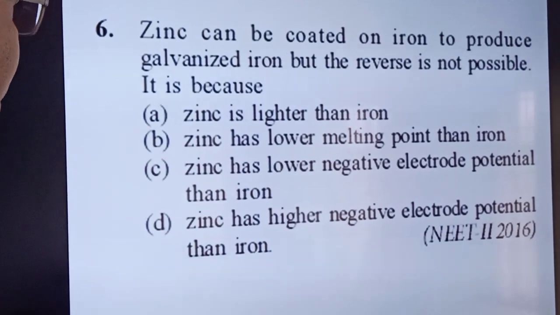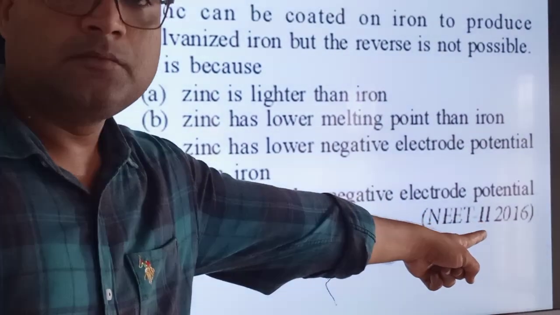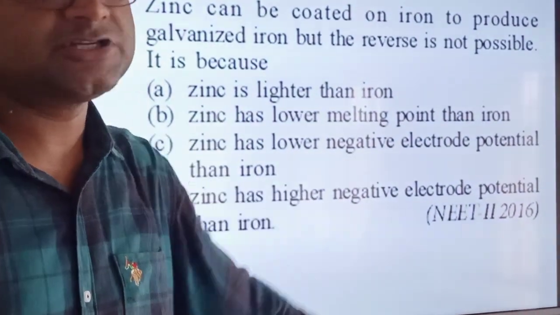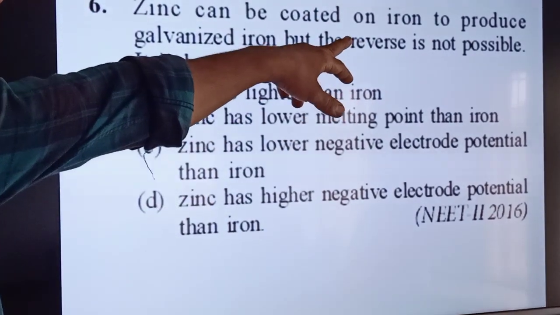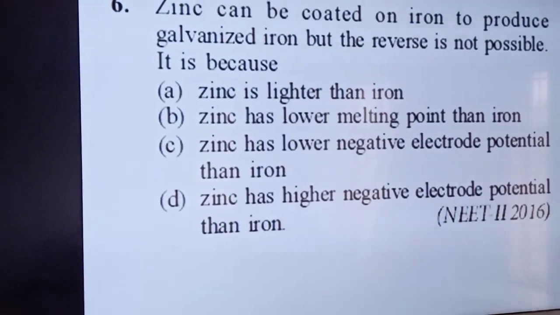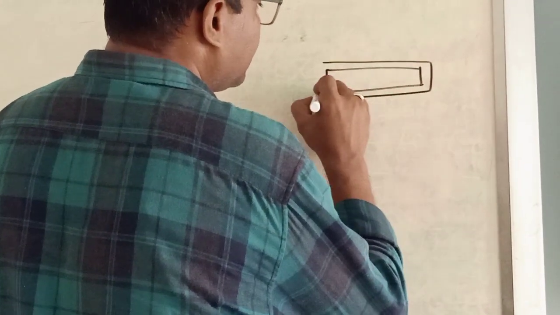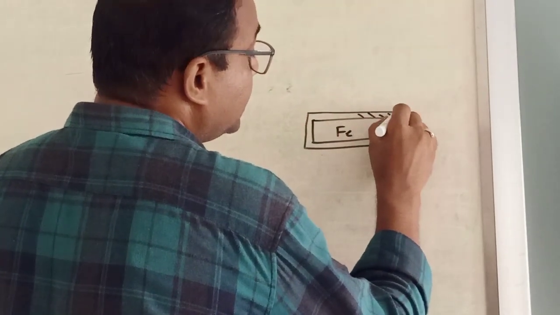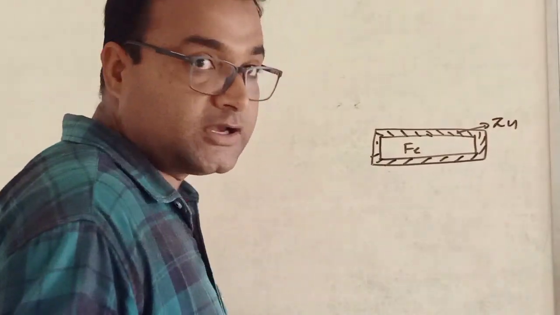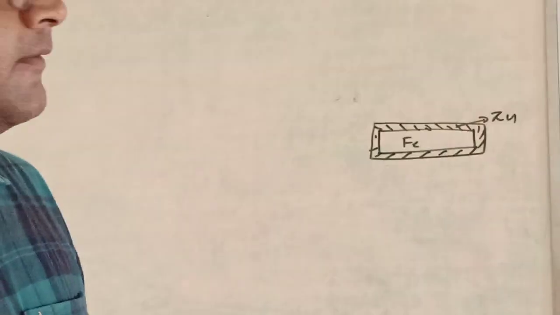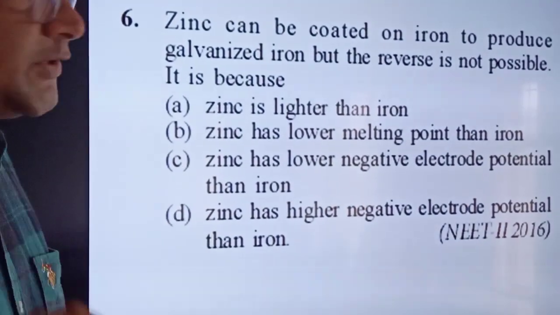So question number 6. Again, NEET 2016. A large number of questions appeared in this year from electrochemistry. Read the question: when zinc is coated on iron to produce galvanized iron. So this is an iron rod, and above the surface of the iron this coating was done, which is made of zinc. This is nothing but galvanization.